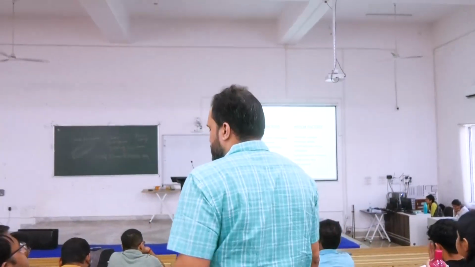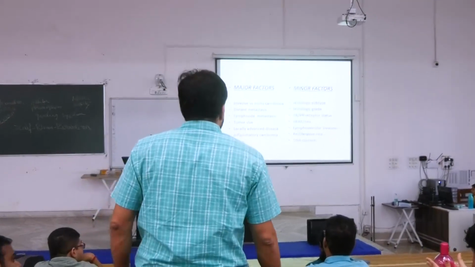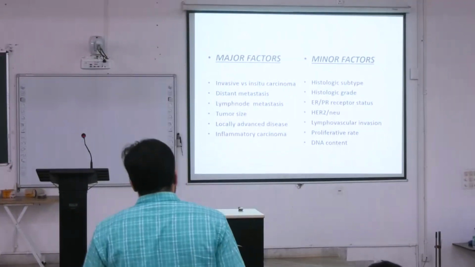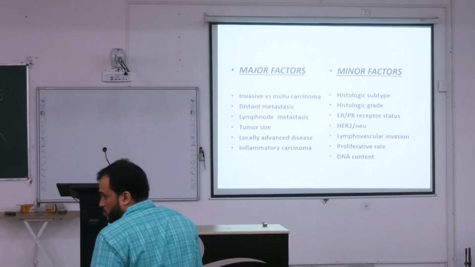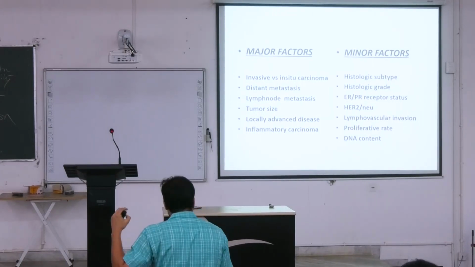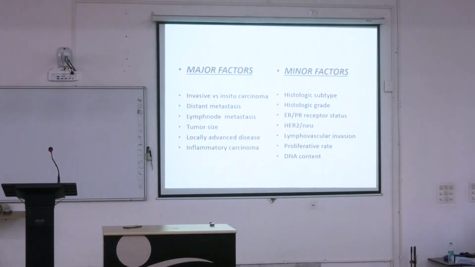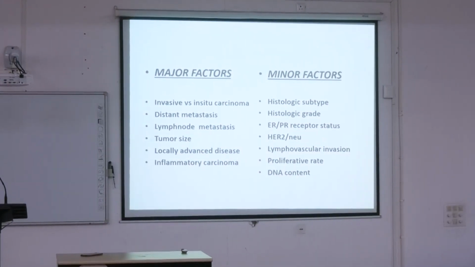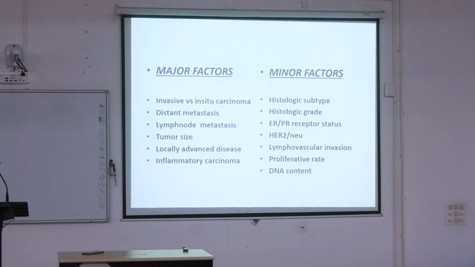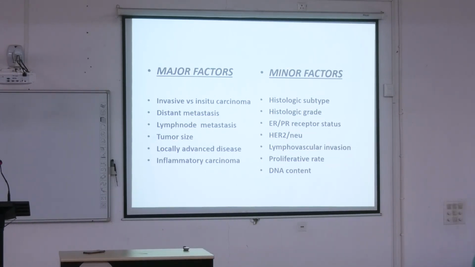What is an inflammatory carcinoma? Lymphatic obstruction is happening, and inflammatory carcinoma has a very poor prognosis. So at least these are the major prognostic factors, and you must remember all of them: invasive versus in situ, distant metastasis, local spread, lymph node metastasis, tumor size, locally advanced disease, and inflammatory carcinoma.